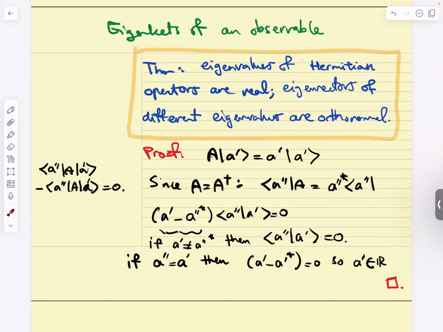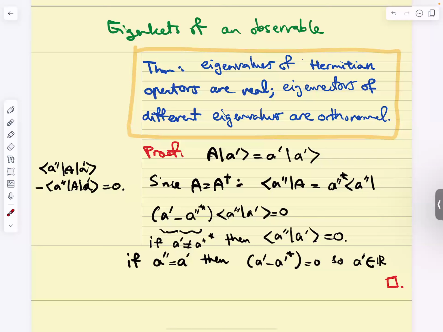I have a question. What is the word you used to describe the operator where A equals A dagger? Hermitian, or you could call it self-adjoint. They mean the same thing. Often physicists say Hermitian, often mathematicians say self-adjoint. That's just terminology. Any other questions?